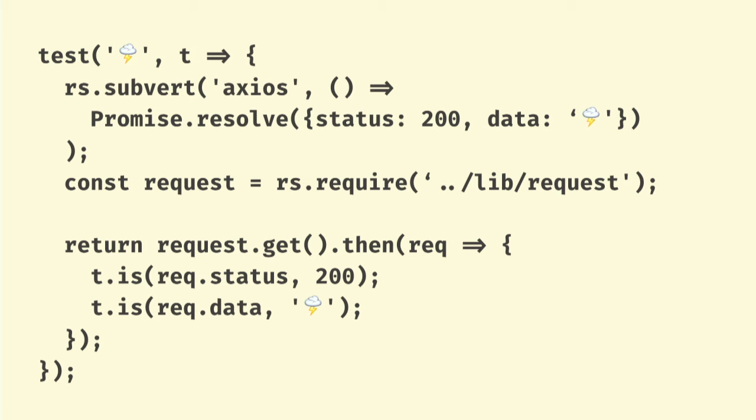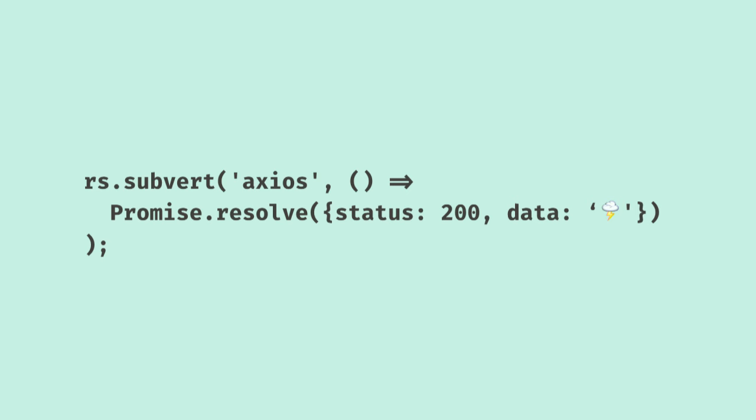In require cache, you need to tell require-subvert to replace Axios before you require the thing that's going to require it. So in this instance, lib request has to come after Axios, right? If you have a whole bunch of files and you need to subvert them, this has to happen in this order. This is kind of a little bit of a pain point and a gotcha for doing this.